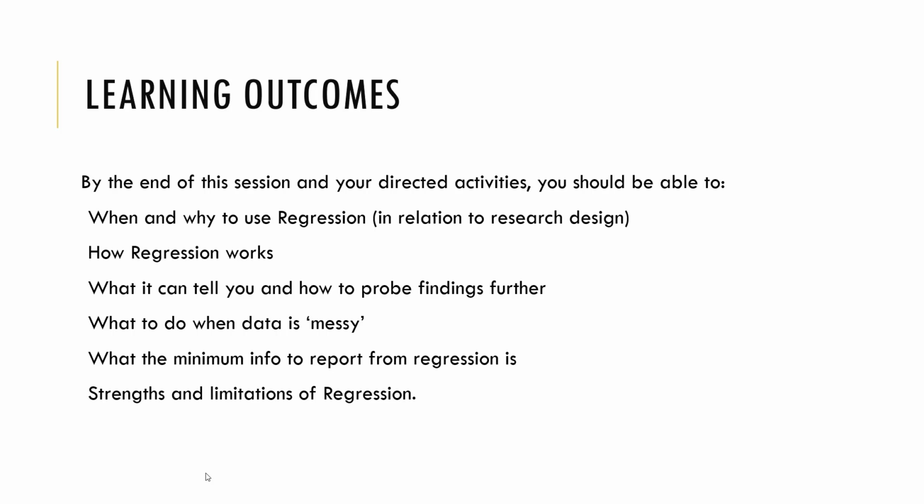We'll also look a little bit at the minimum information that you need to report from regression and the sorts of APA guidelines that you need to bear in mind for doing that. And finally, we'll look at the strengths and the limitations of regression. I'd say that regression is actually one of the most useful and most flexible kinds of statistical techniques that you can have in your toolbox. So it's really worth getting to grips with it, and actually it would help you understand other types of analysis as well, things like ANOVA.